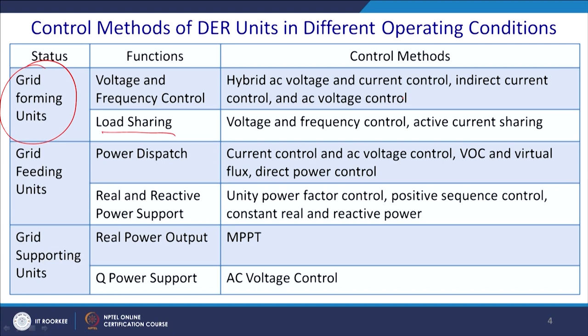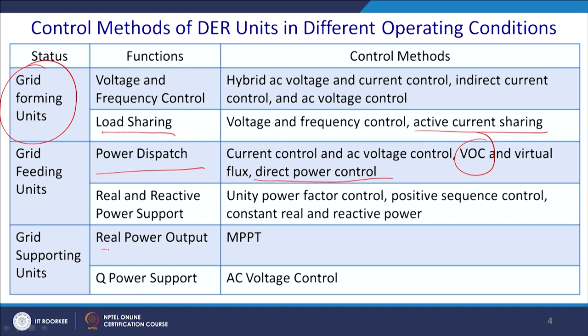Then we have load sharing, the frequency and voltage control, and active current sharing, thus active power sharing. For the grid feeding unit, that is power dispatch, and real and reactive power support, current control and voltage control both, that is VOC and virtual flux control and direct power control. Different control techniques can be applied. For the real and reactive power support, the control technique can be unity power factor control or the positive sequence control if it is unbalanced, and constant real and reactive power control.